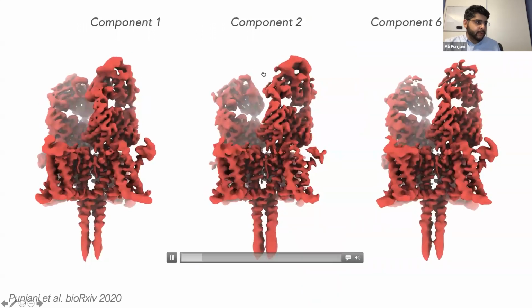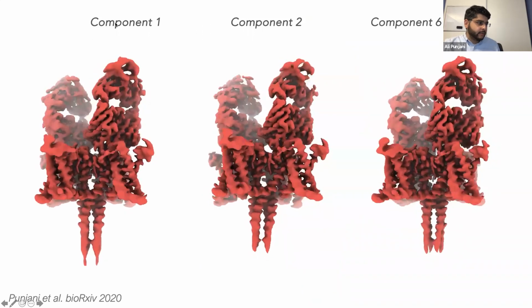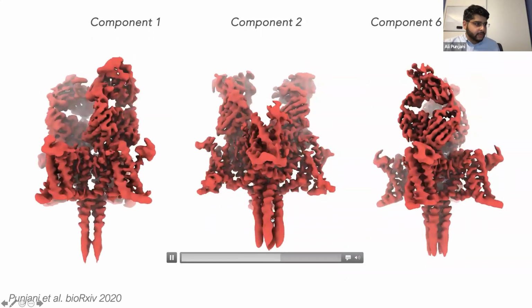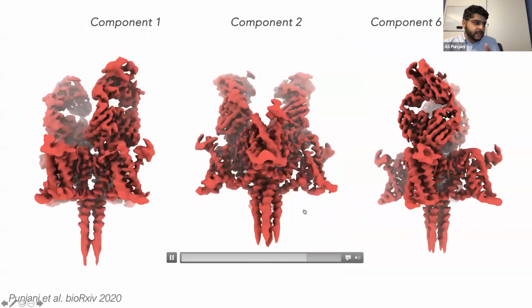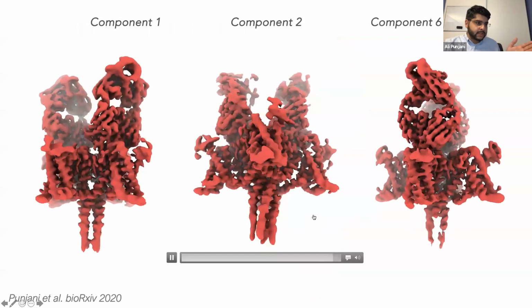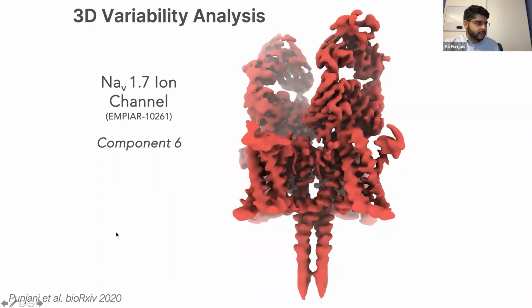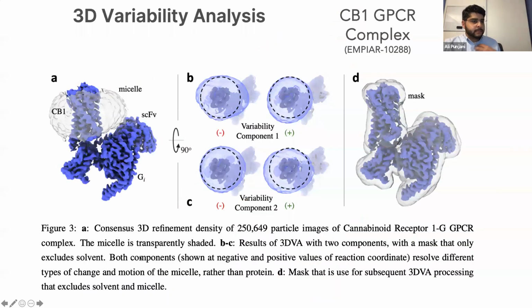These are 3 components from the NAV 1.7 channel. We've seen the first and the last one already. The middle component actually shows shifting of the 4 helix bundle from one side to the other. Got this already. The next protein we're going to look at is another one that we've already looked at today as part of our practical study.